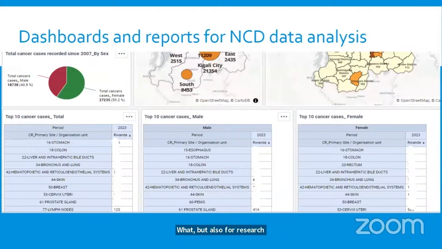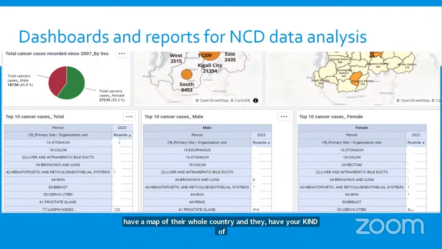So these are examples of dashboards which are produced within the DHIS2 tool. For example, here we can see the top 10 cancer cases in the country, and each user of this application can see the top cancers in their district or their facility by period. This dashboard at the national level has a map of the whole country, and they can see total cases by gender, or, because this is individual data, by age or by any other criteria.